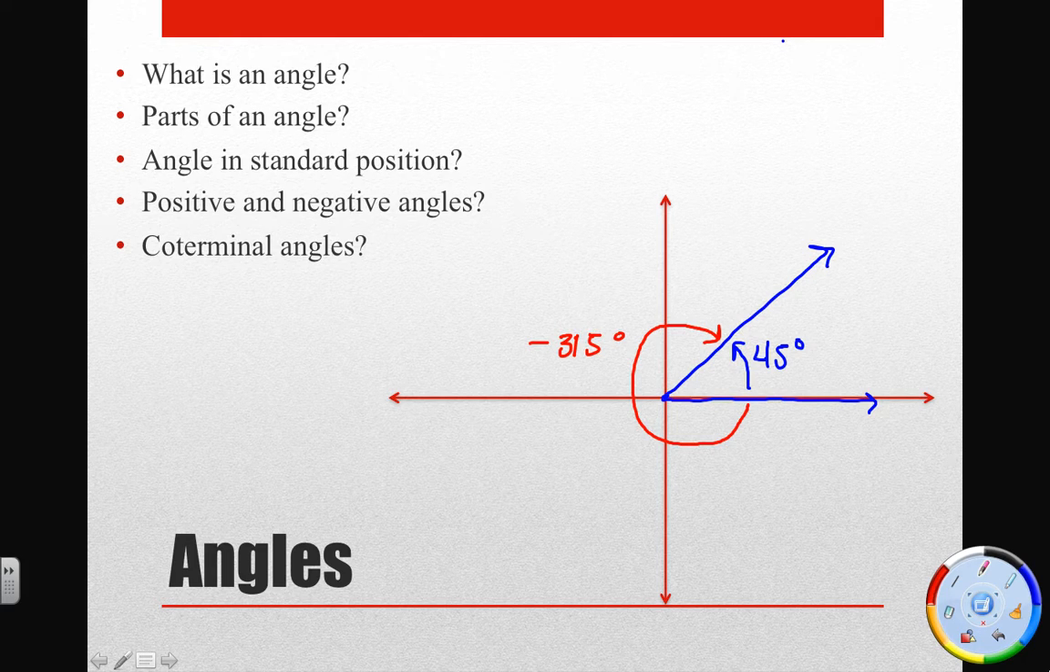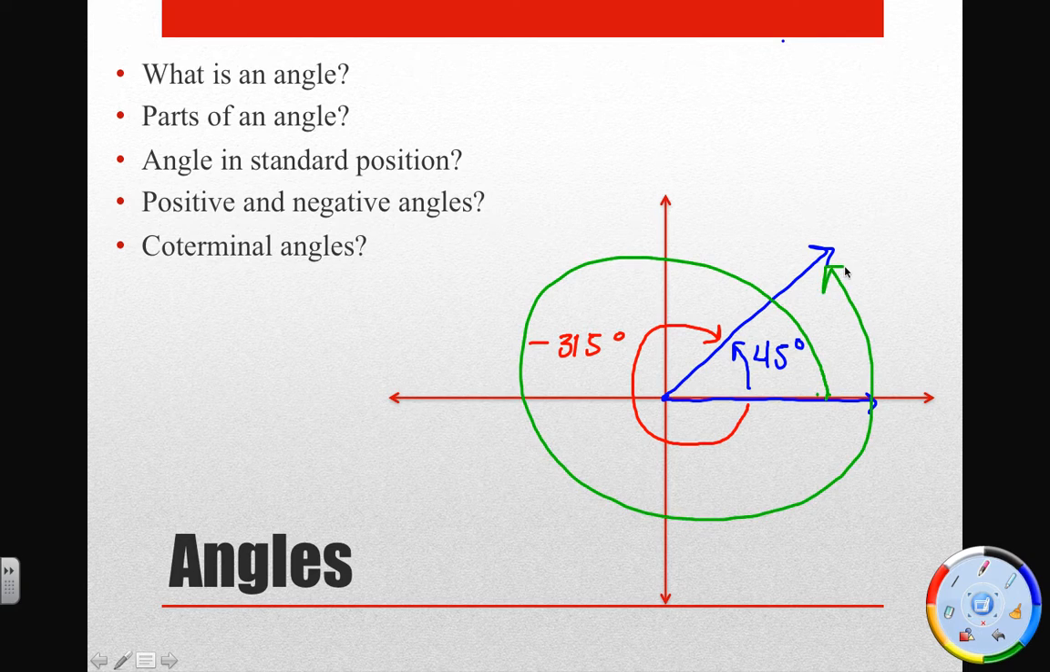All right, but that's not the only name for it either. What if I was to go like this? Let's start here and go all the way around and come back. Well, I've done a full 360 and another 45, so that would be 405 degrees, 360 plus 45. So these three angles here are all coterminal.